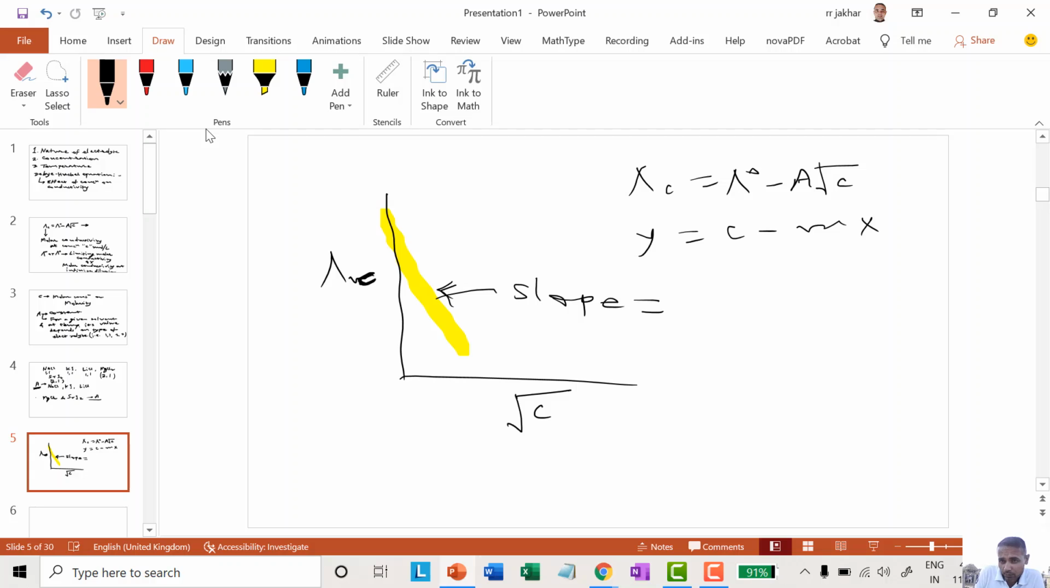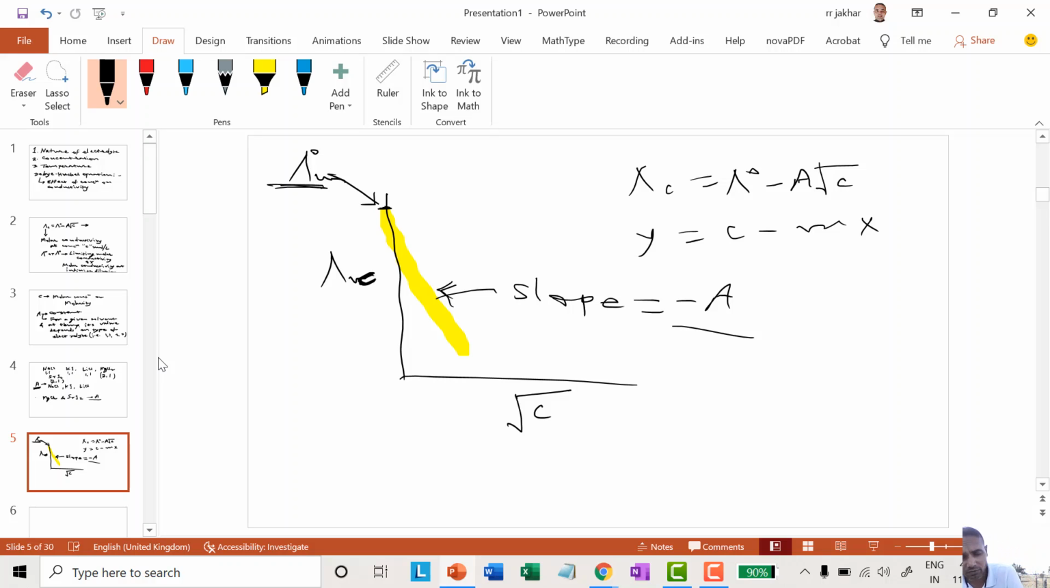And what about this limiting value of lambda c? This will be equal to lambda naught, the limiting molar conductivity. Lambda naught m we can use, or we can say this. So this is known as lambda naught M, the limiting value of lambda c, that is known as molar conductivity at infinite dilution or zero concentration.